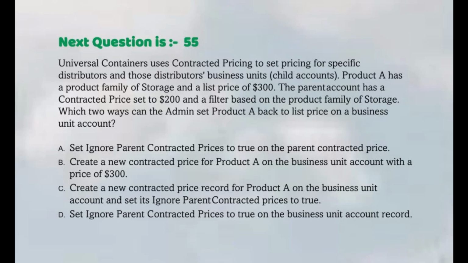Option A, set ignore parent contracted prices to true on the parent contracted price. Option B, create a new contracted price for product A on the business unit account with a price of $300. Option C, create a new contracted price record for product A on the business unit account and set its ignore parent contracted price to true. Option D, set ignore parent contracted price to true on the business unit account record. Correct answer is option B and option D.